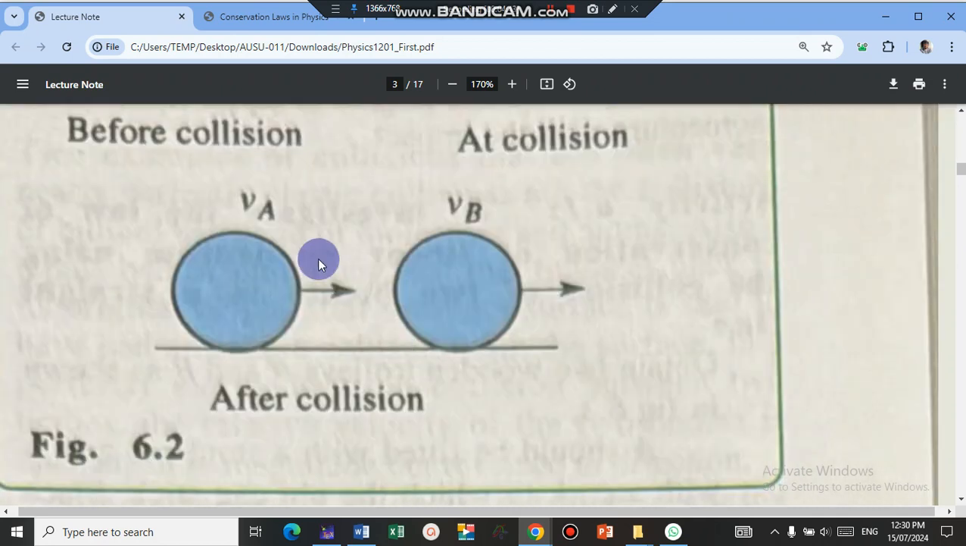So let's go there. Now, after collision, the two objects are separated and each one moves with its individual velocity.